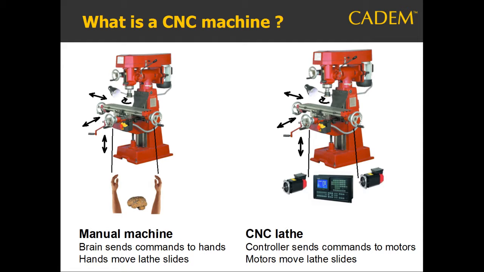On a CNC machine, a computer is the brain, motors do the work of hand wheels, and electronic feedback sensors do the work of eyes. The controller sends signals to motors, which move the tool in the longitudinal, cross, and vertical directions. Based on feedback from feedback sensors, the controller keeps adjusting the position and speed so that you get the required dimensions and surface finish on the part.